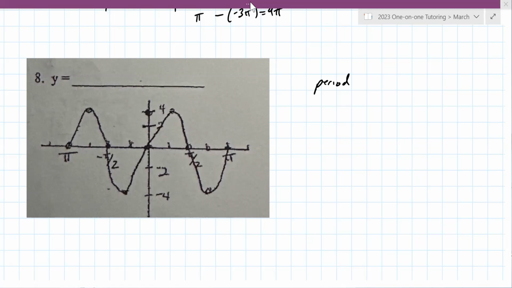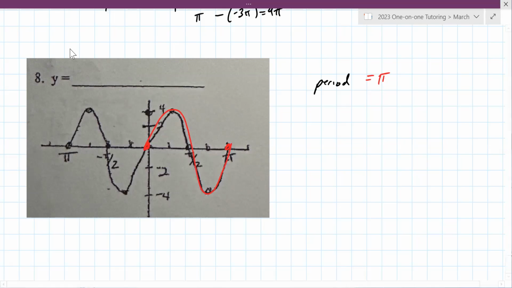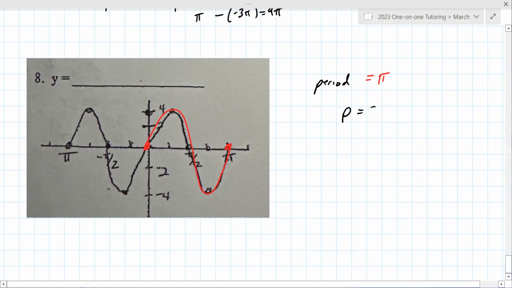Another way to do it, and this one's a little bit harder, is you pick a point and you have to come back to that point. That is the period. So to find B, the period is 2 pi over B. Could you solve this for B for us, please?